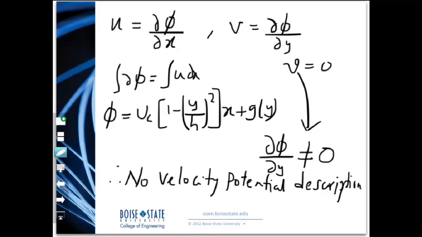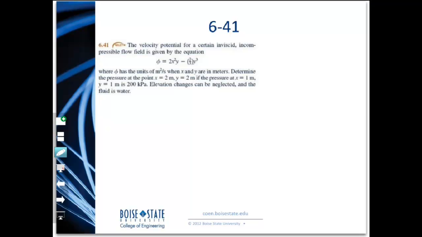Which could mean that the flow is not irrotational, because if you remember in class we discussed that potential flows are ideal flows which are irrotational. So let's look at the last problem.